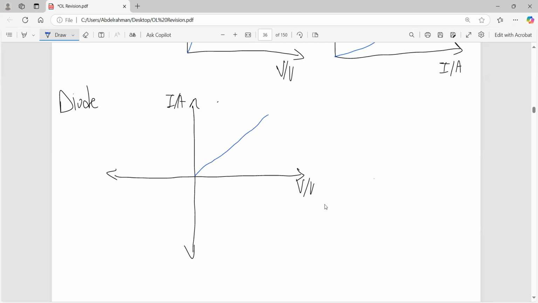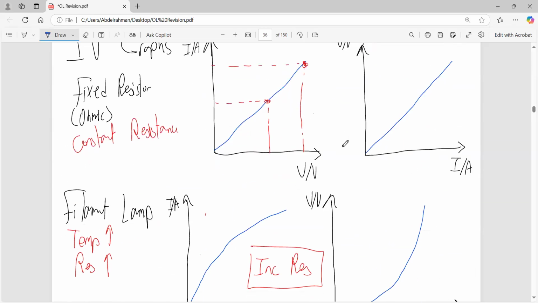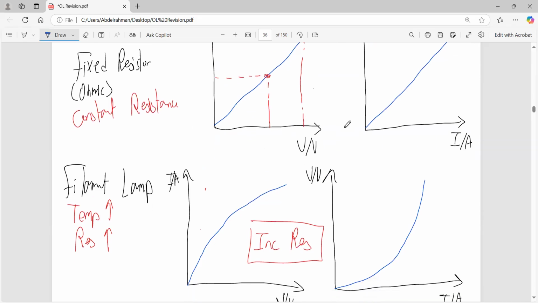So what happens if the current is moving in the opposite direction? It will not be allowed. Therefore, it would be almost zero. That's a diode. It passes when the voltage is positive, but it's zero when the current is moving in the opposite direction. So we have the diode, the filament lamp, the fixed resistors. These are the main IV graphs. Not too difficult, I guess.